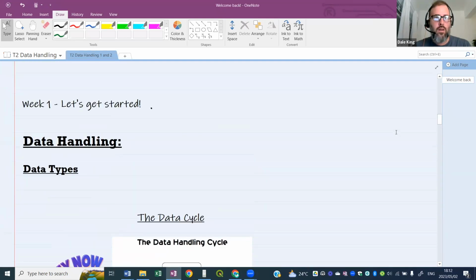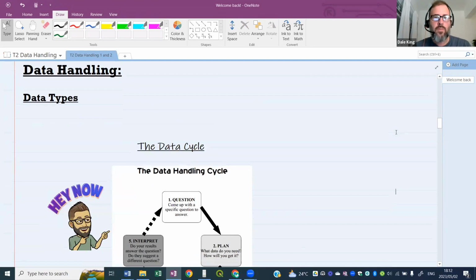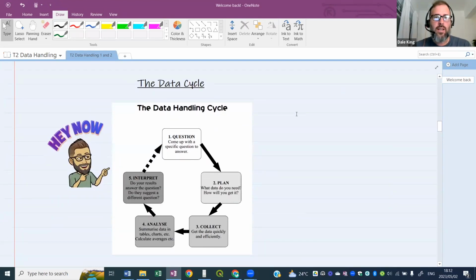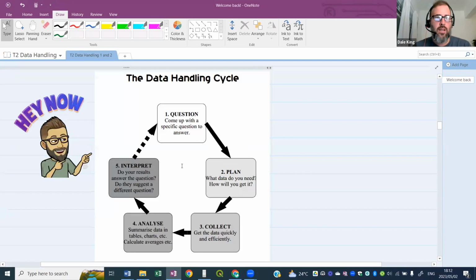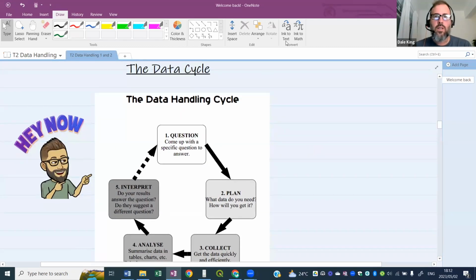We're going to talk about data handling. All right, we're going to talk about data types tonight, but we first need to get an idea of the data cycle. I'm sure you've seen this. You might have seen it in class already.